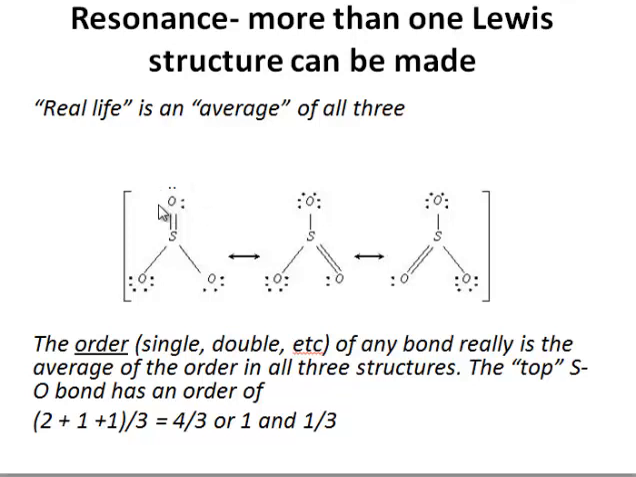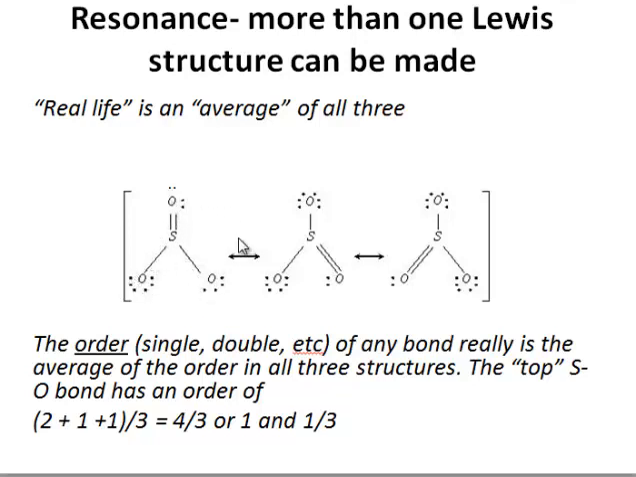This oxygen has an octet. This oxygen has an octet. This oxygen has an octet. And the sulfur has an octet. 24 valence electrons in the picture. Sulfur is the central atom, each of the oxygens is an outer atom.